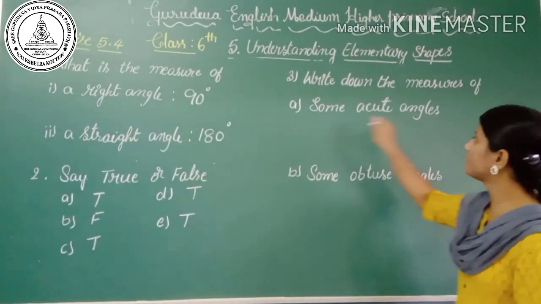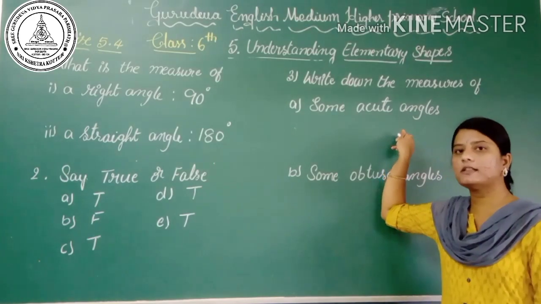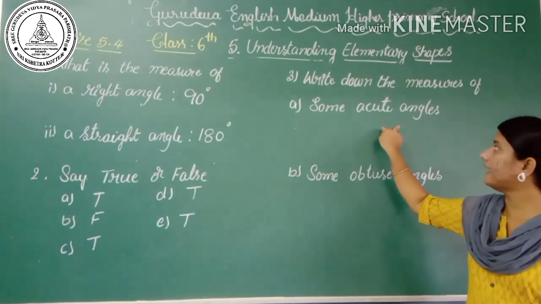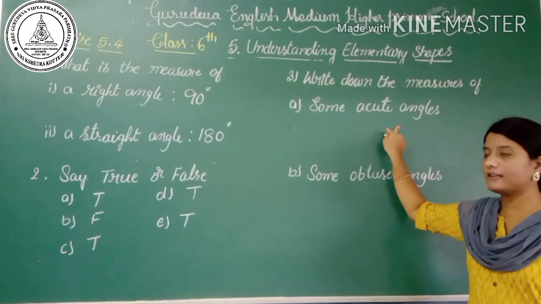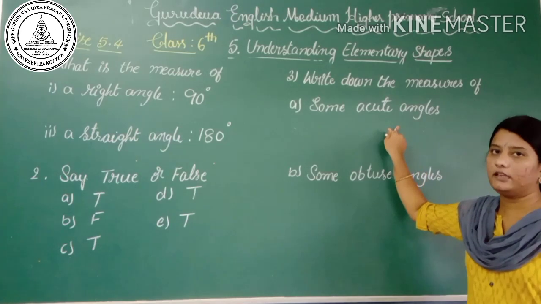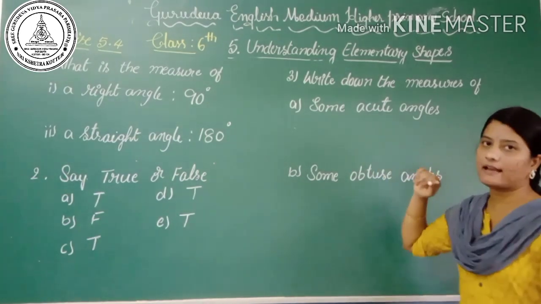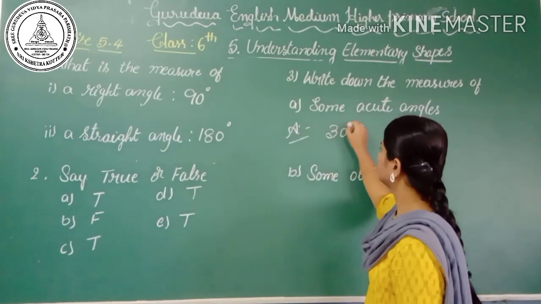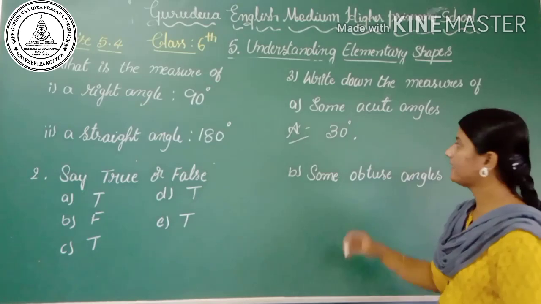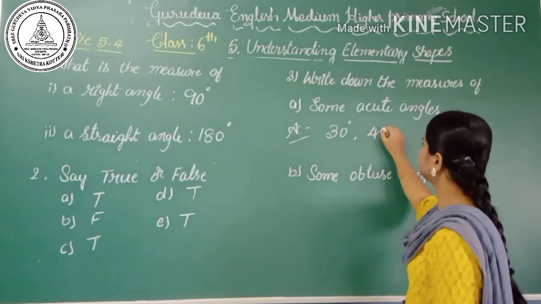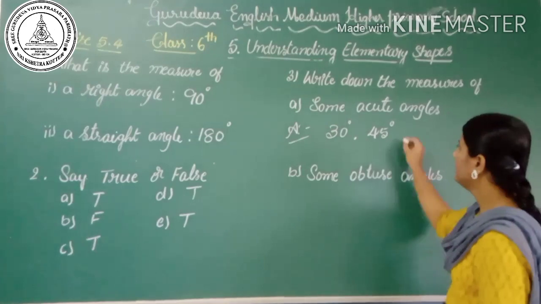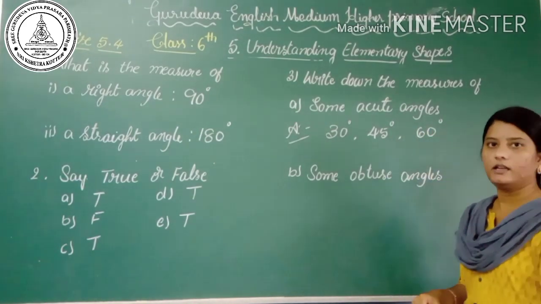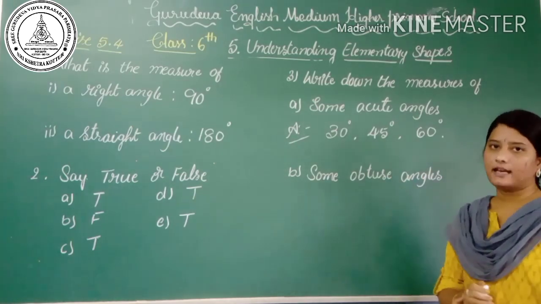Write down the measures of some acute angles. So acute angles means the angle which measures less than the right angle, that is, less than 90 degrees. So write some of the acute angles. Yes, I will write here 30 degree is also an acute angle. Then 45 degree is also an acute angle. Then 60 degree is also an acute angle. Okay, so these are some acute angles.